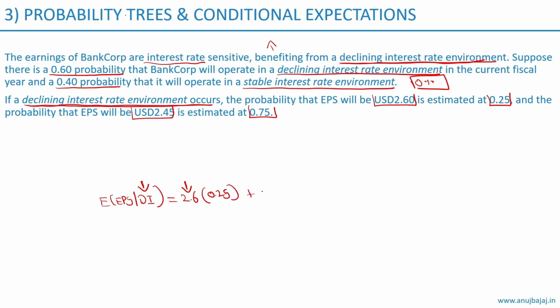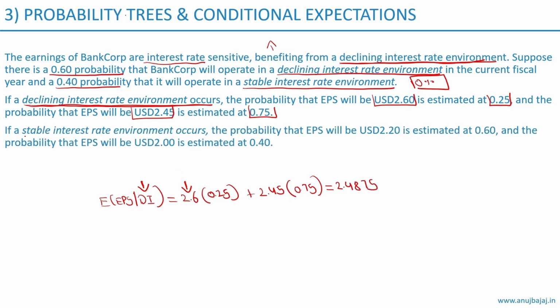Adding the second possible outcome, which is 2.45 multiplied by 0.75. So the expected earnings per share, given that we are operating in a declining interest rate environment, is 2.4875. Now if a stable interest rate environment occurs, the probability that EPS will be 2.20 is estimated to be 60%, and the probability that EPS will be $2 is estimated to be 40%.